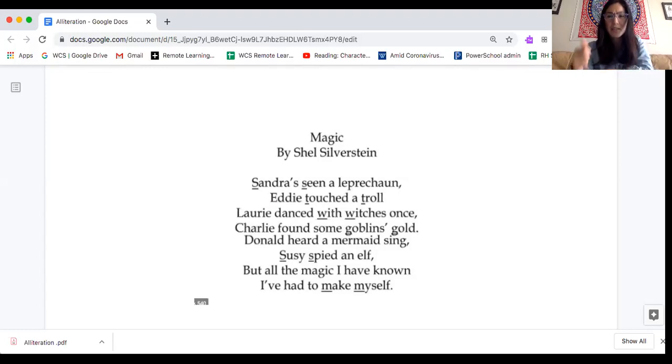All right, readers, give a thumbs up if you heard a few examples of alliteration. Well, all your thumbs should be up because there were many. The first example is Sandra's seen. Both start with the s sound, the letter S. Eddie touched a troll. Touched troll. That's an example of alliteration because they start with the same beginning sound. With witches, goblins, gold, Susie spied, and make myself. All of those are, again, examples of alliteration.